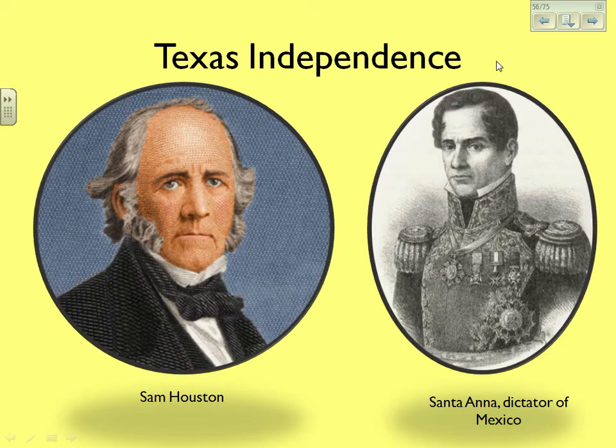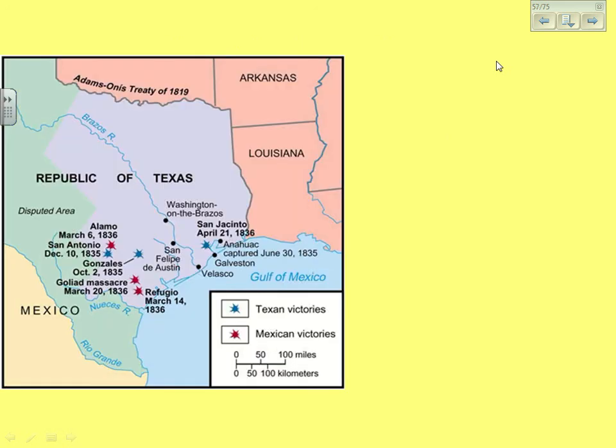Now, leaders for each side: Sam Houston will be sort of the leader of these Americans who've come in. Today, the city of Houston is named for him. And Santa Anna, as it's pronounced, Santana. He's the dictator of Mexico, a military dictator, and there will be fighting between these two. Now, we don't need to know the fighting, okay?